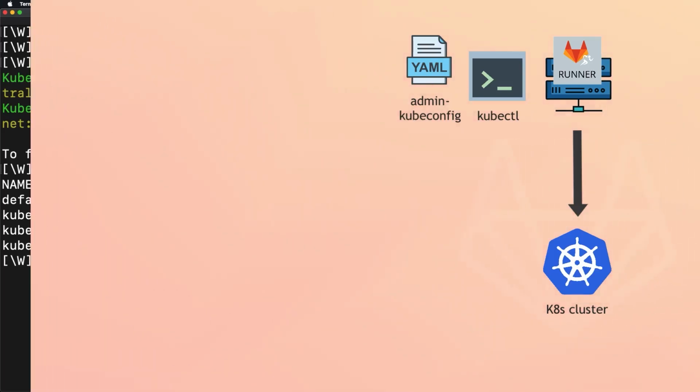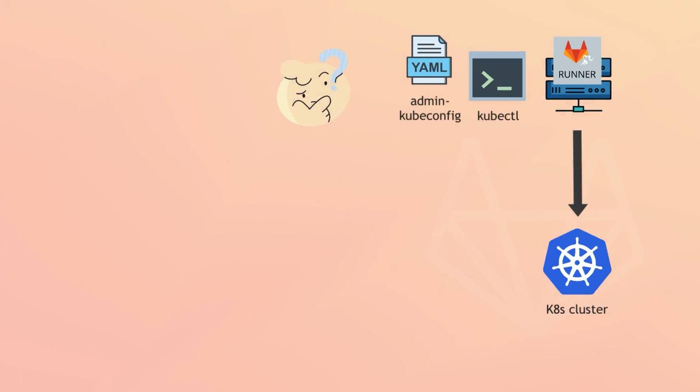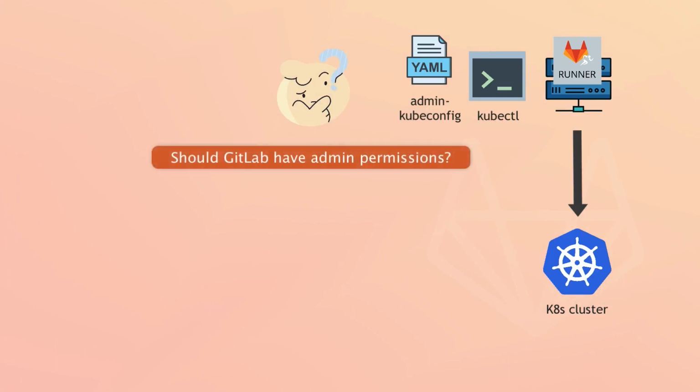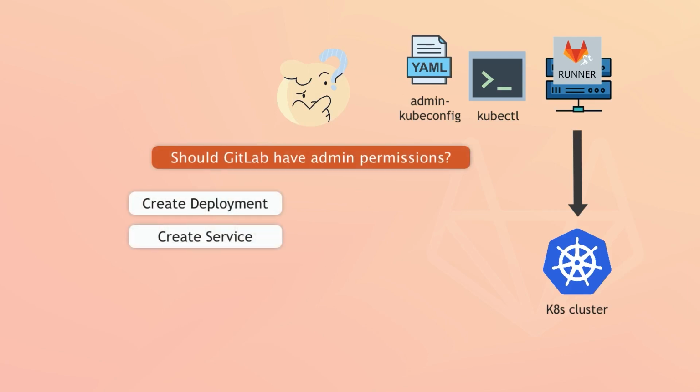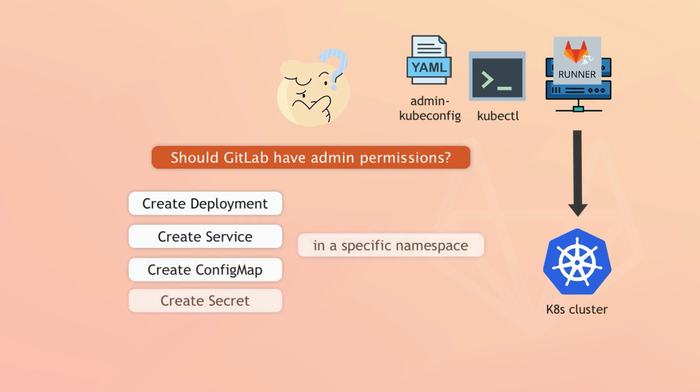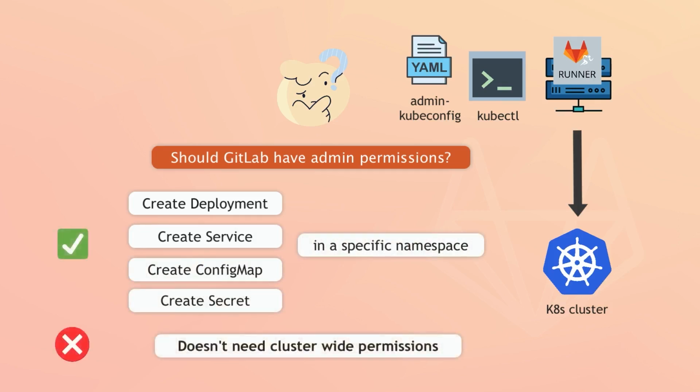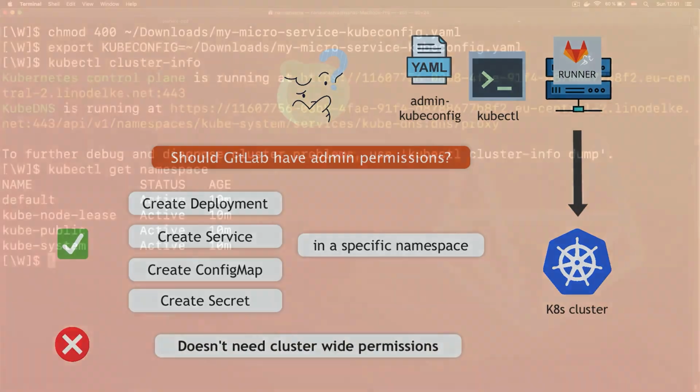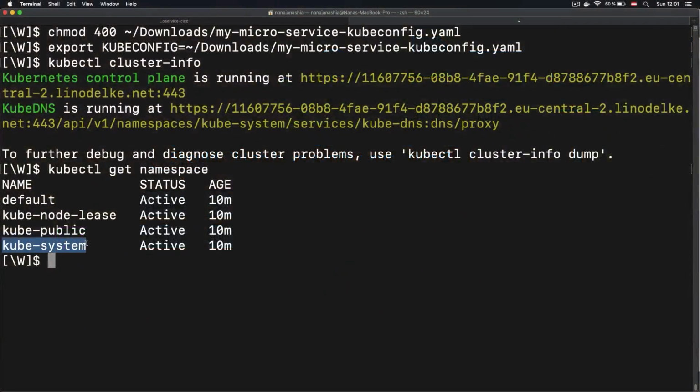But let's think about this. Do we want to give GitLab an admin user's credentials? What does GitLab need to do in the cluster? It needs to create a deployment and service resources in a specific namespace, right? Maybe also create a config map and secret for the application that it is deploying. But that's it. It surely doesn't need to administer anything in the cluster or have access to the system namespace, like kube-system, for example.